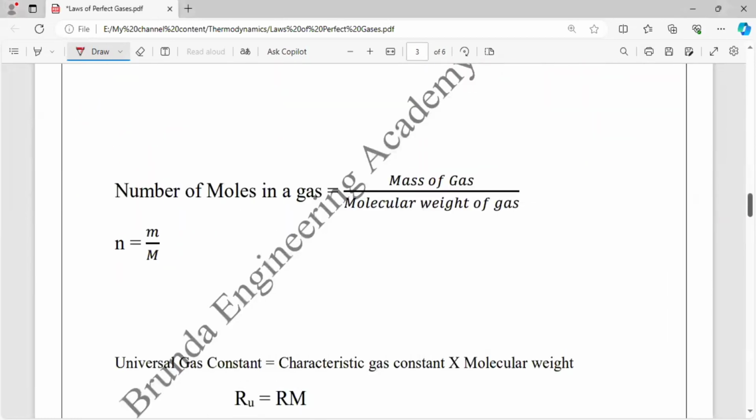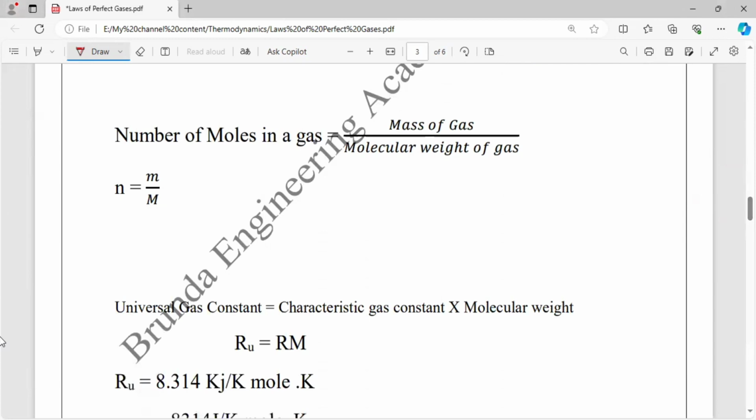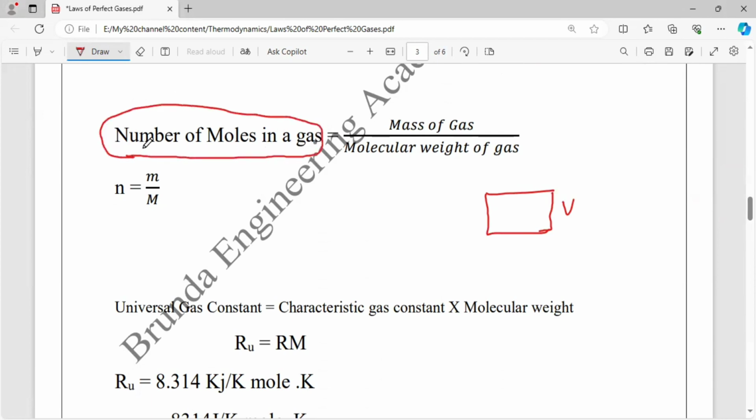Next is one concept. Suppose you consider a gas of volume V. In that volume, how many moles are present in the gas? How can you calculate it? The number of moles in a gas can be calculated as the ratio of the mass of the gas and the molecular weight of the gas.